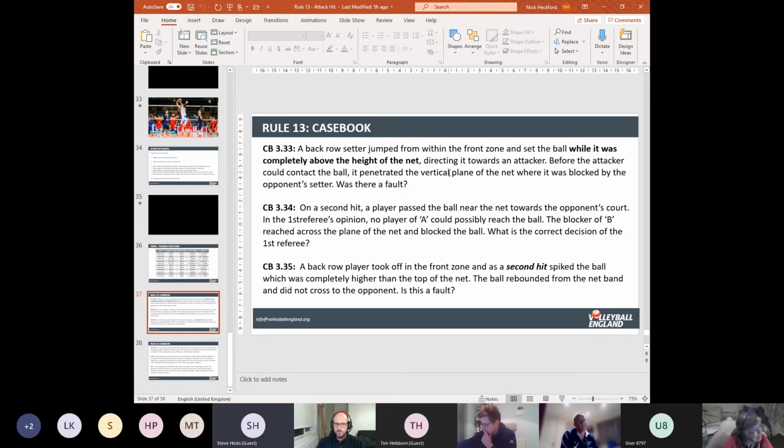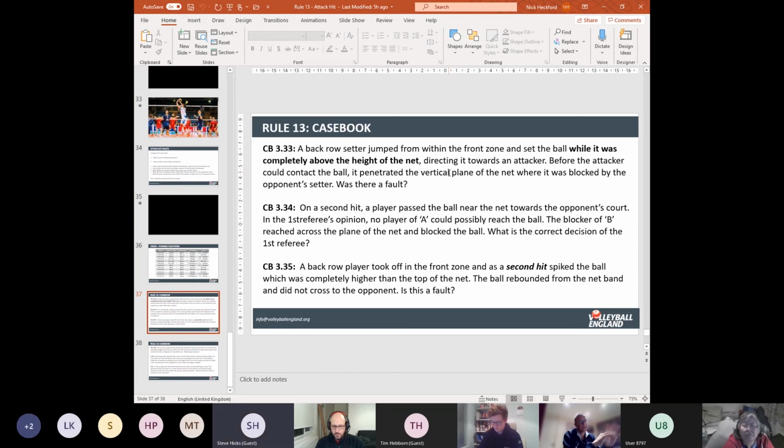Yeah, the block is legal, but what I'm suggesting is that the slightly misguided set is not illegal. I thought the conclusion was that the set was a fault. Yes, the set is a fault because the conditions for an attack hit fault have been satisfied: the player is a back row player in the front zone. They've contacted the ball higher than the top of the net, and it's been directed towards the opponent and has penetrated the vertical plane of the net where it has been blocked. So in that instance, the ball becomes an attack hit as soon as it is blocked.